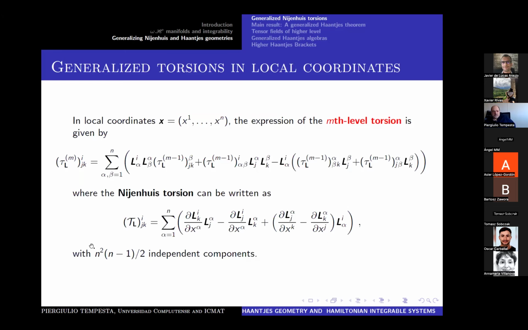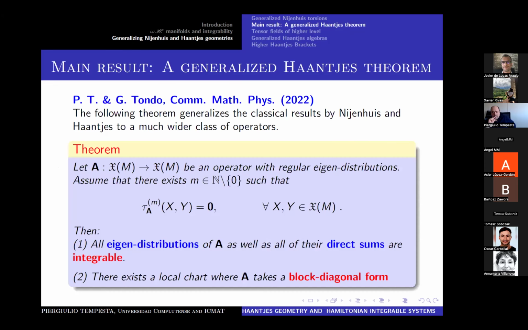Okay, then we can also have a description in local coordinates of these, so this can be done without any problems. And this is maybe the most important theoretical contribution of our work. Precisely, when I say our work, I mean the work I did with several collaborators, in particular with Giorgio Tondo from the University of Trieste. So I had the pleasure, and I still have the pleasure, to have fantastic collaborators, and I'm very happy about it. So in this paper, actually, we somehow solved the problem that was open at the beginning, meaning what happens if we have an operator which is not a Haantjes operator, right?